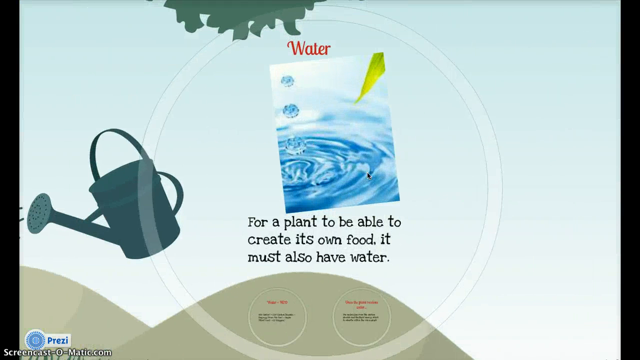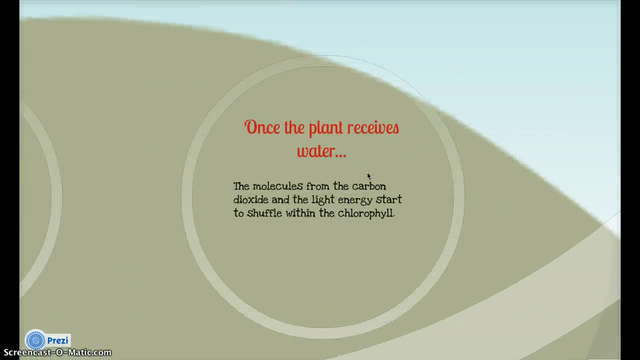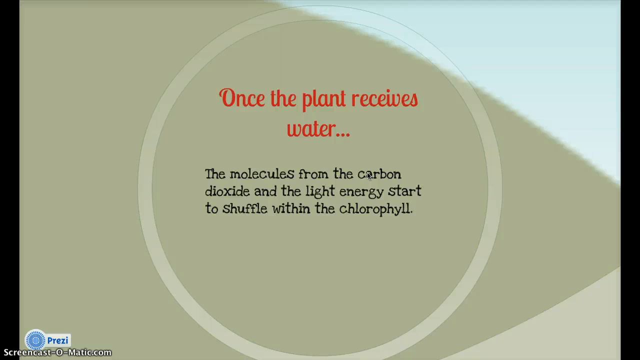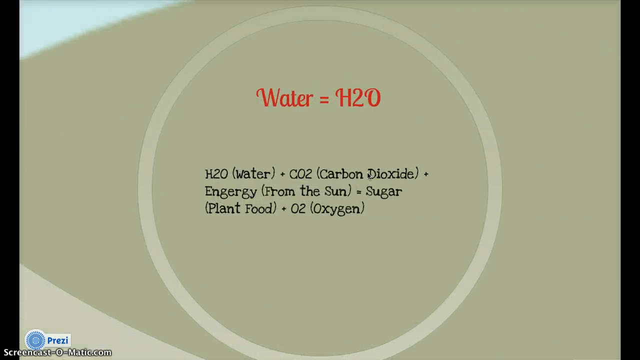It can also be man-made by burning coal or driving cars. Water. For a plant to be able to create its own food, it must also have water. Once the plant receives water, the molecules from the carbon dioxide and the light energy start to shuffle within the chlorophyll. Water is H2O. When you take H2O, or water, plus CO2, carbon dioxide, plus energy from the sun, the plant will be able to make sugar, which is their plant food, and oxygen.